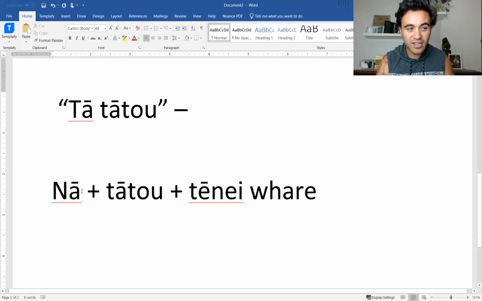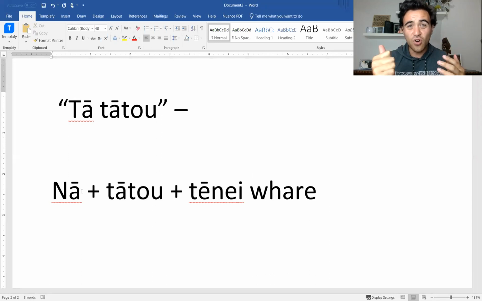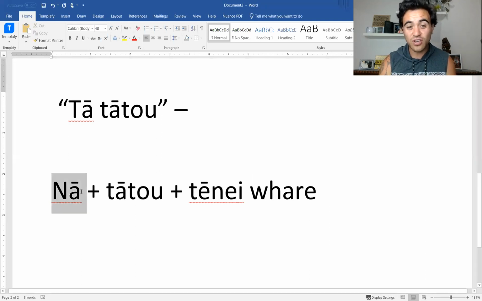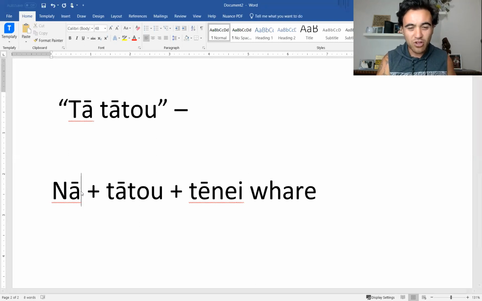Now, nā is very similar to words like nō, nōku, nāku, nōna, nō, all words that relate to belonging. Most people would be very familiar with the phrase nō hea koe. Nō is very similar to nā. We're just looking at the difference between the A and O categories. Nō hea koe. Belonging to where? Most people use that in terms of where are you from, but it actually means where do you belong to?